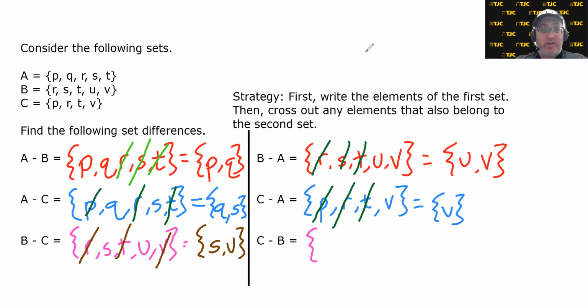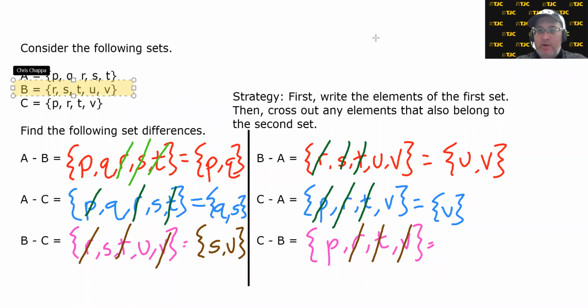For C minus B, we're going to start with C. So we're going to start with P, R, T, and V. And from that, we are going to cross out anything that belongs to B. So which of those letters belong to B? R belongs to B. T belongs to B. V belongs to B. In other words, the three letters I crossed out are all in that set right there. And it's not a surprise either, because those are the same three letters I crossed out in B minus C. And what does that leave us with? It leaves us with just P.